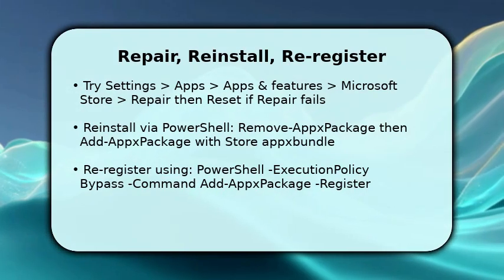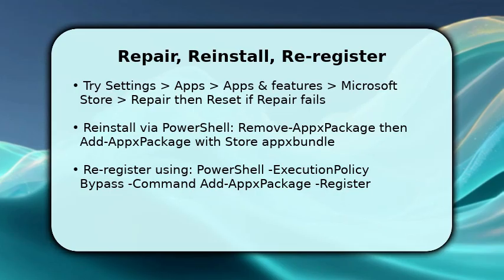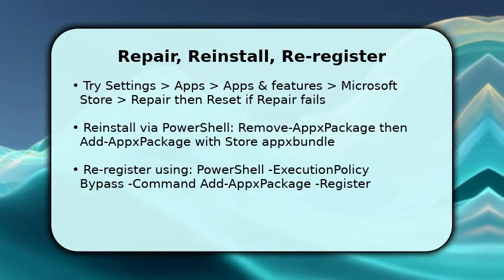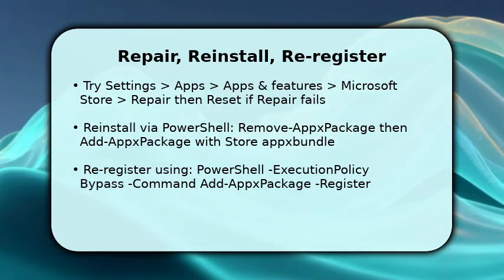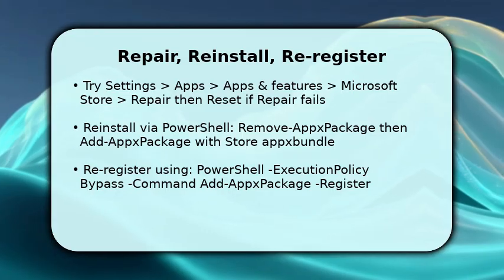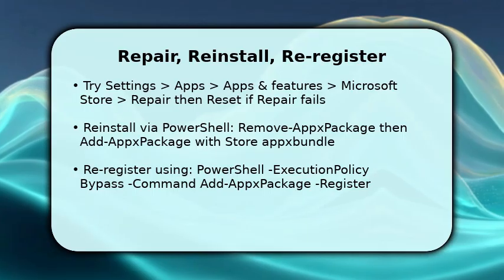Next, attempt the built-in repairs. Go to Apps and Features, choose Microsoft Store and run Repair. If that does nothing, use Reset, which clears app data. If still missing, remove and reinstall. In Elevated PowerShell, remove the package and then add the Store app package or use the latest apps bundle.